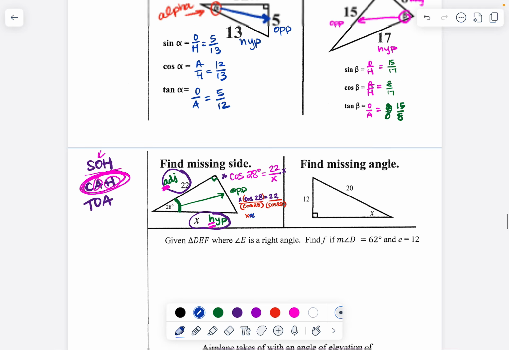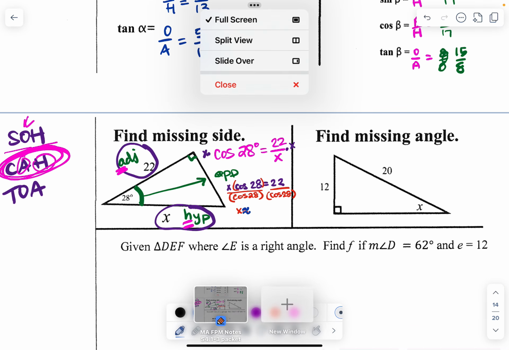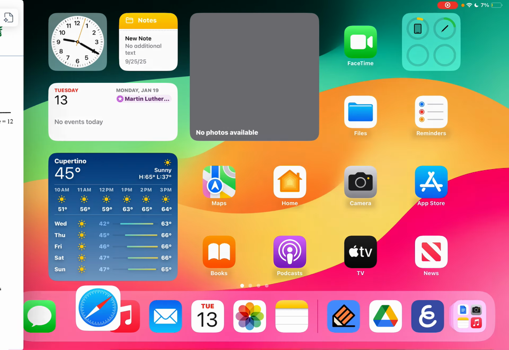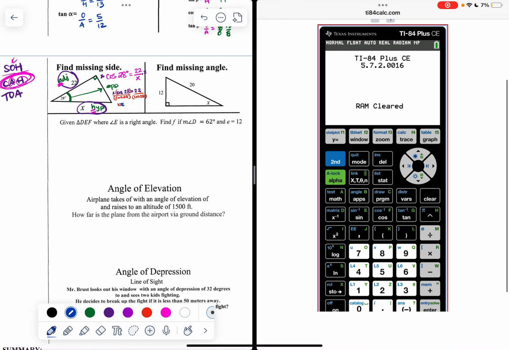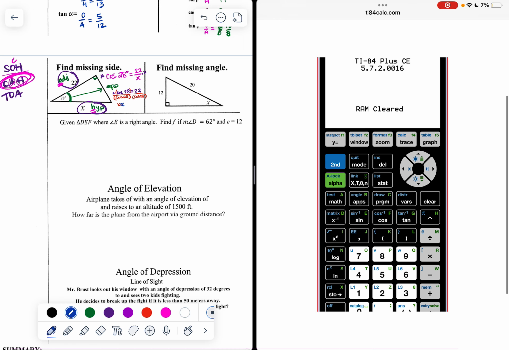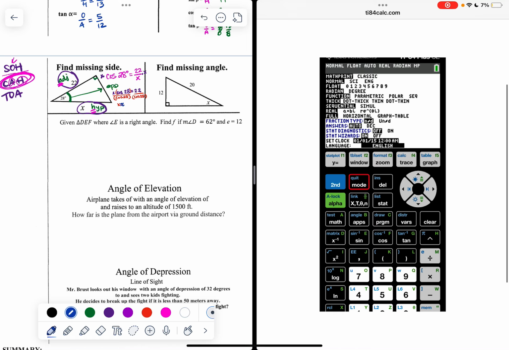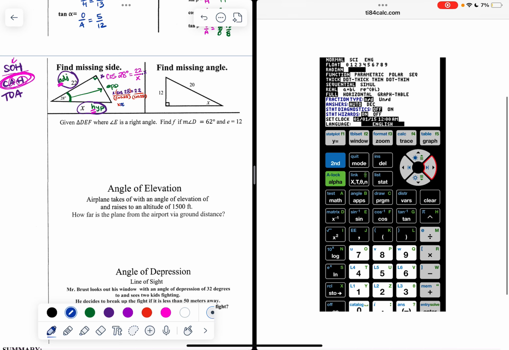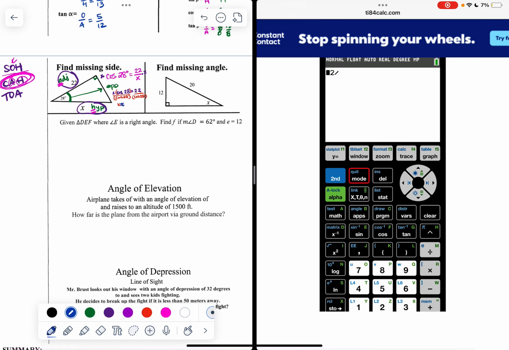Let me show you that really quick. Okay, so if I've got 22 divided by cosine of 28, we also want to make sure that in our mode we're in degrees. So do you see how you have to hit mode, which is next to the second key? And then I'm going to make sure that degrees is highlighted because that's what we're dealing with. So degrees is there. I know I can quit out of that.